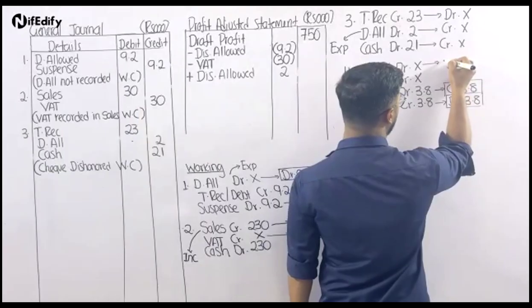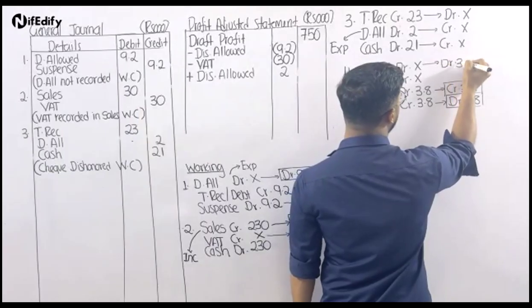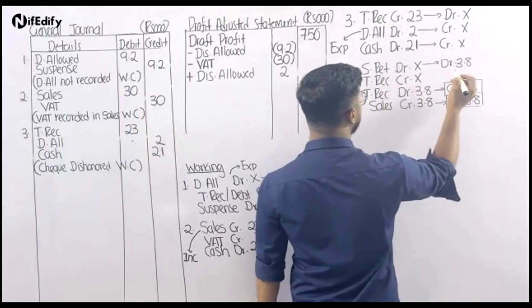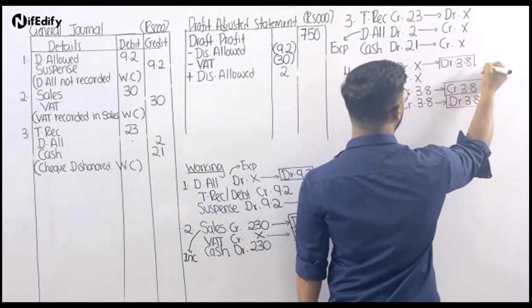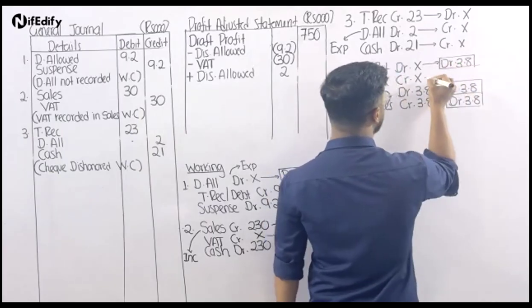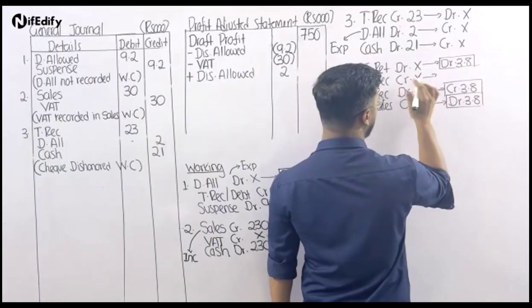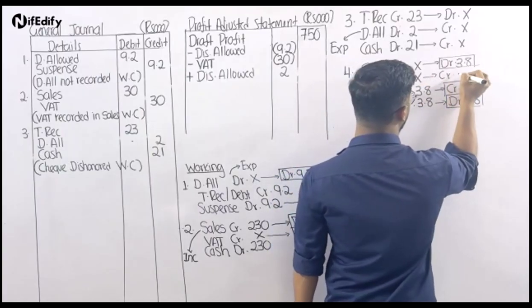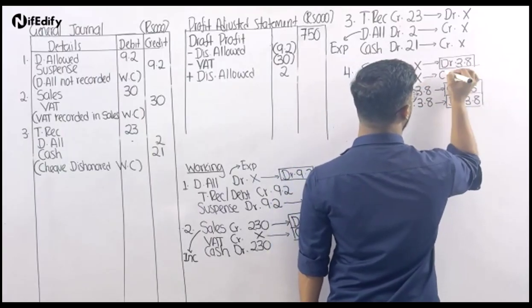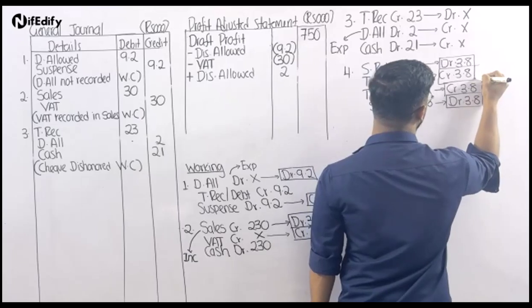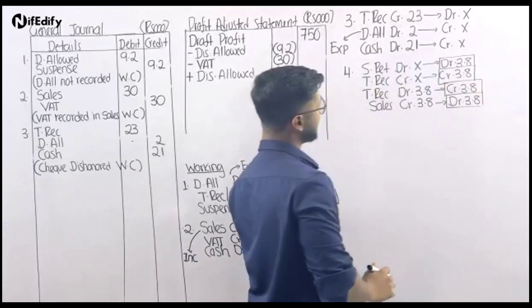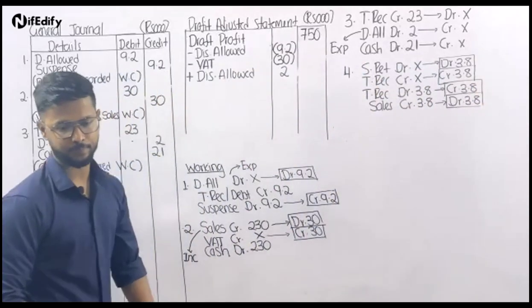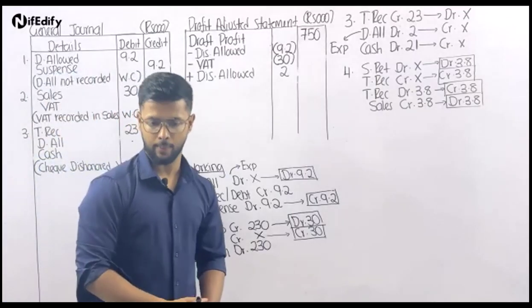So in the sales return account, I must debit 3.8 because nothing is debited. In the trade receivable account, it should be credited, but it is not credited. So credit now 3.8. There you go. That's your answer. Am I making sense to you?